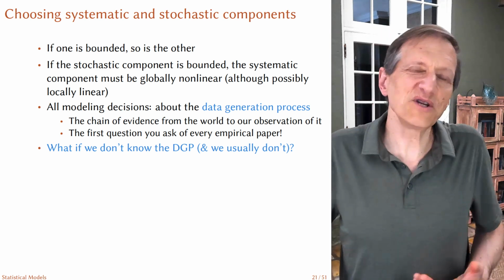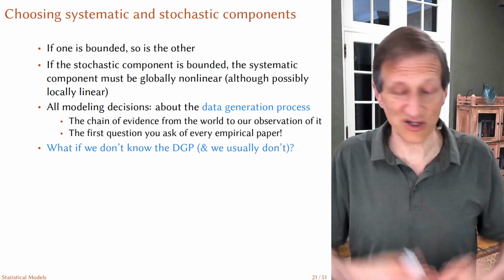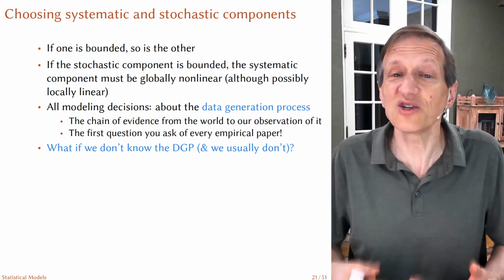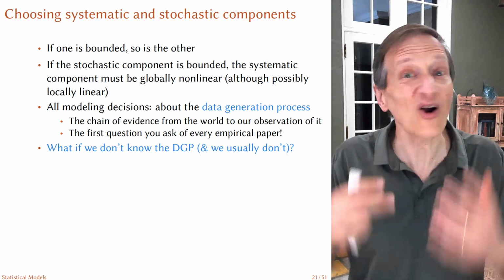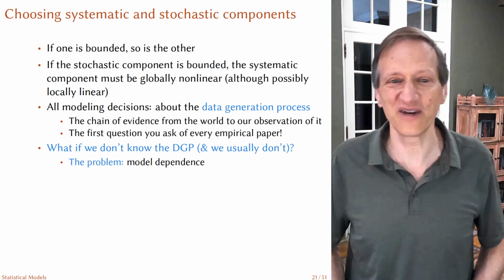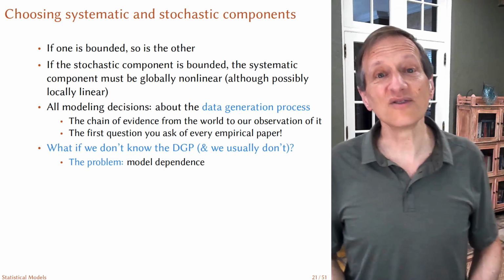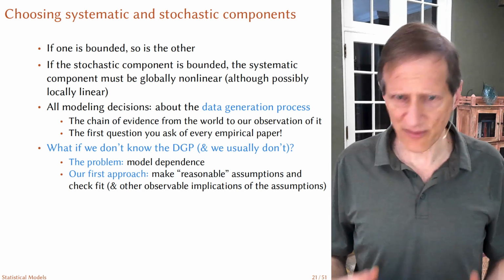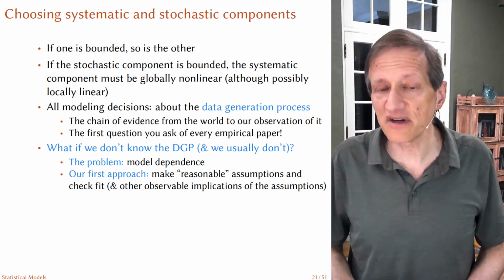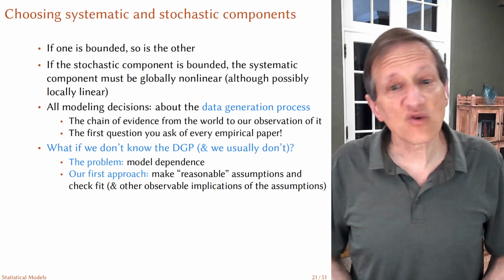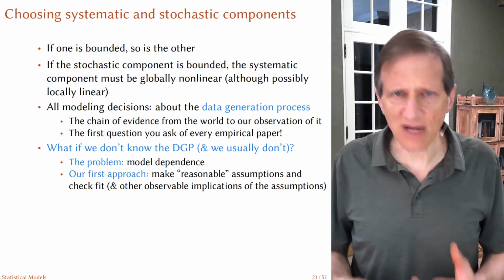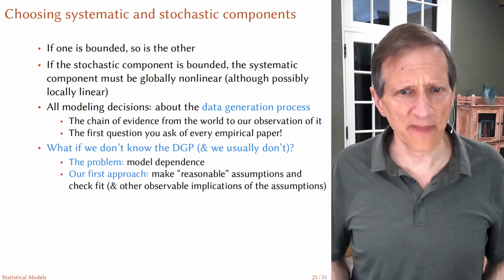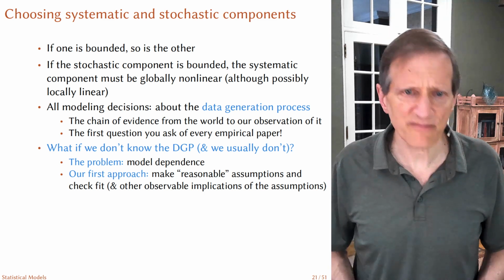Okay, now what if you don't know the data generation process? You just sort of came upon some data and you really don't know it. And frankly, we usually don't know it completely. We often know parts of it, but we don't know all of it. Well, the problem then is even more model dependence. So our first approach is going to be to make some reasonable assumptions and check the fit of the model. And we're going to check other observable implications of the assumptions to figure out whether maybe there's a different model that we can use that might fit better, that might be less model dependent.